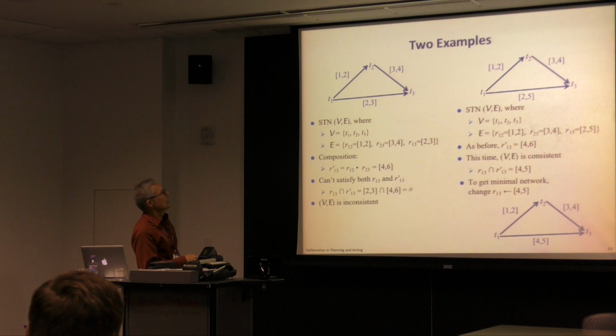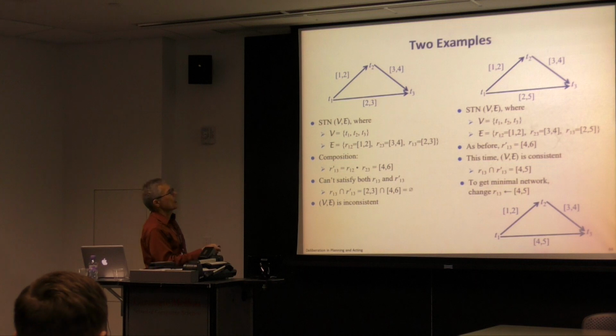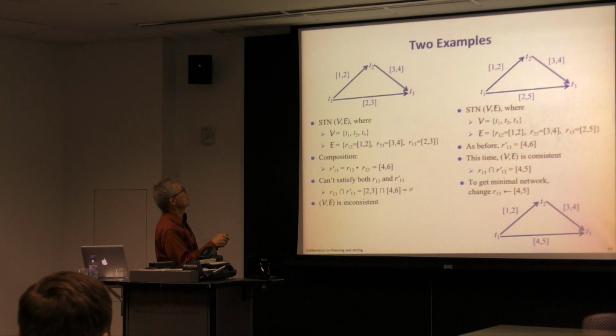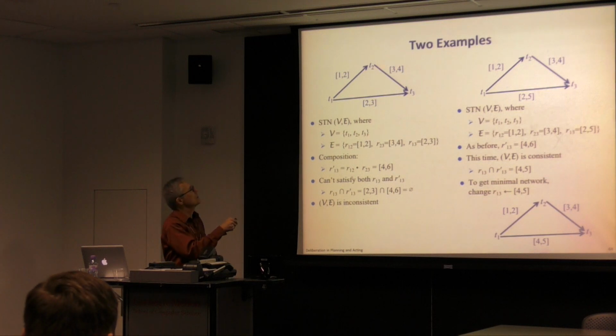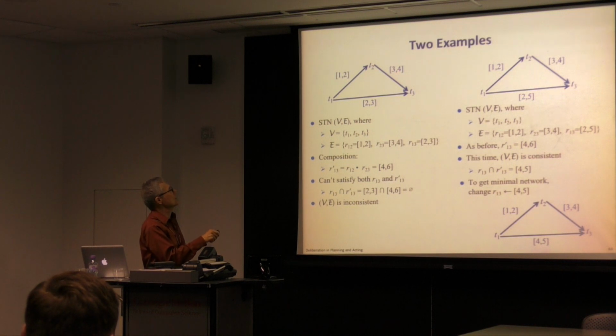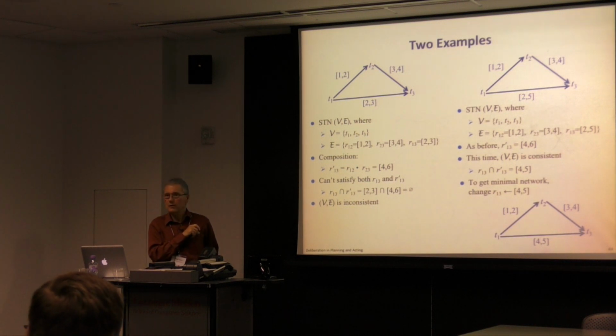As an example, suppose we have this. If we take the composition of this and this, 1 plus 3 is 4, 2 plus 4 is 6, so the composition is 4, 6. Well, we already had a 2, 3 here. We have a 4, 6 here. We take the intersection of those two, it's empty. What that tells us is that this is inconsistent. There's no way that you can come up with time points that satisfy all three of these time constraints.